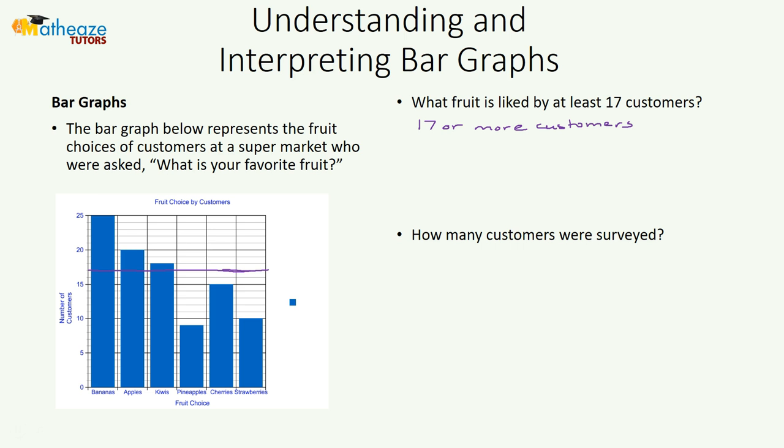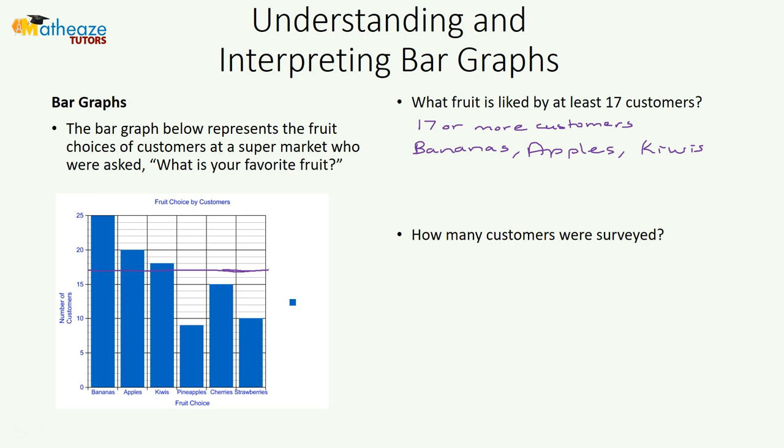So we have bananas, because we have 25 customers there. And then we have apples. And then we have kiwis. So these are the fruits that are liked by at least 17 customers.